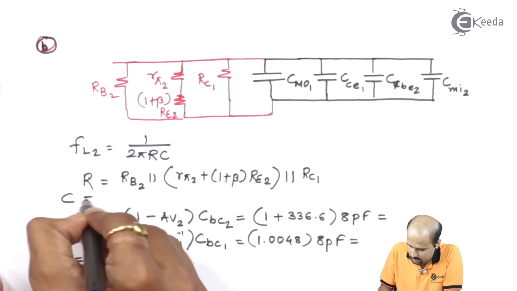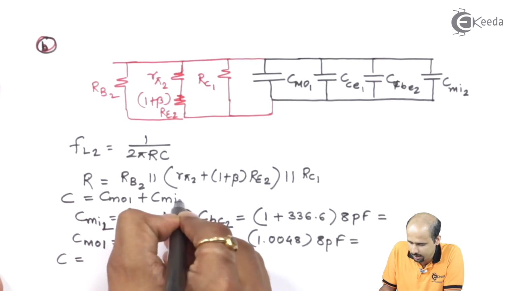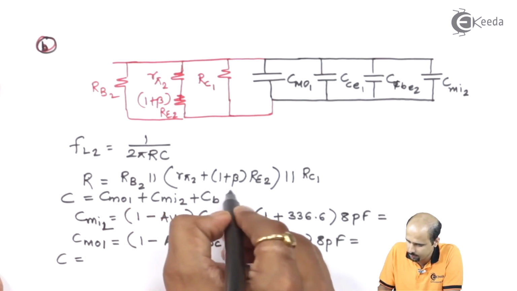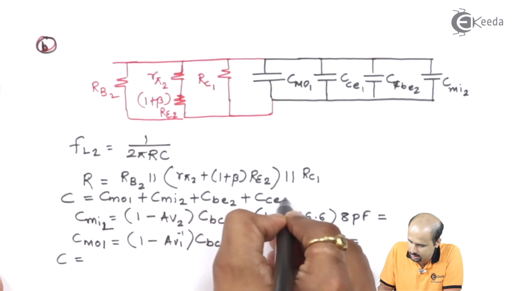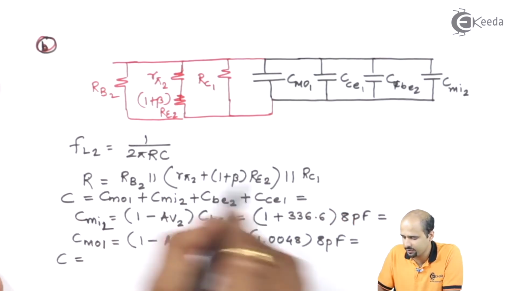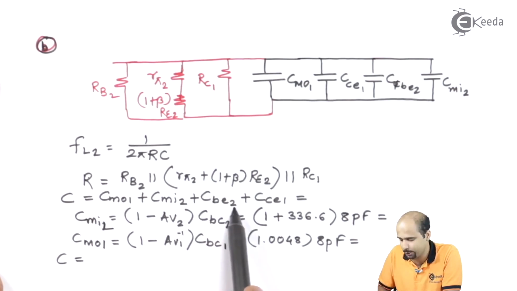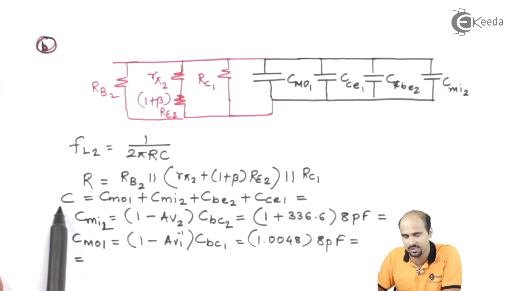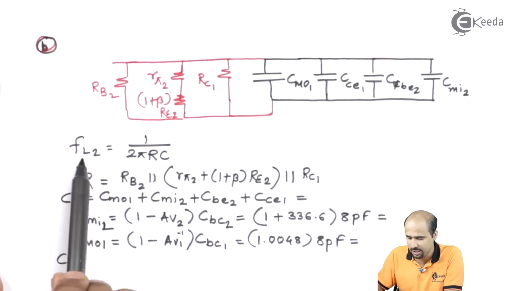First of all, C is equal to CMO1 plus CMI2 plus CBE2 plus CCE1, right? And we just have to add, find out the value of CMI2, CMO1, right? And we already have CBE2 value and CCE1 value. Just add them as they are in parallel combination, calculate the value of C, calculate the value of R, and then put the value of that R and C in your FL.